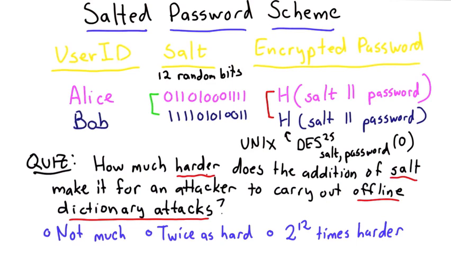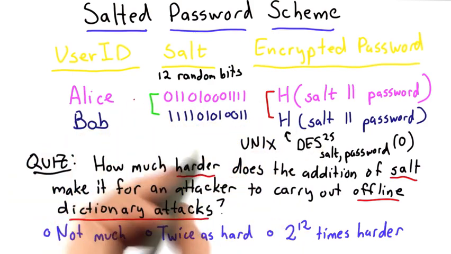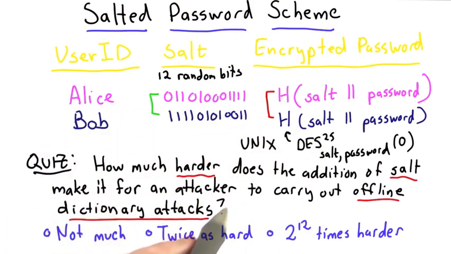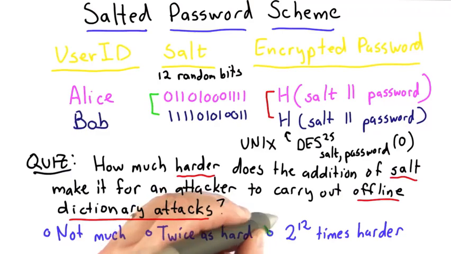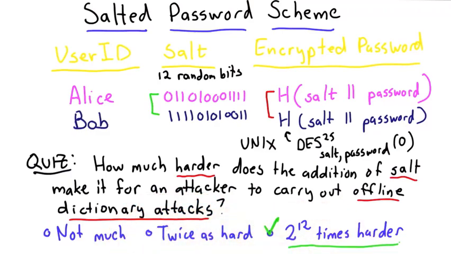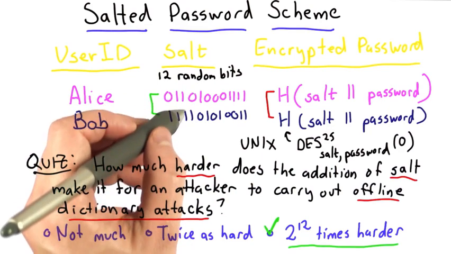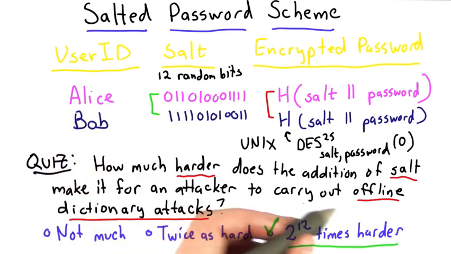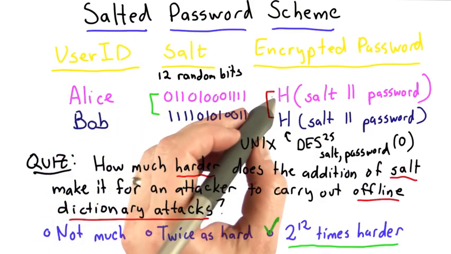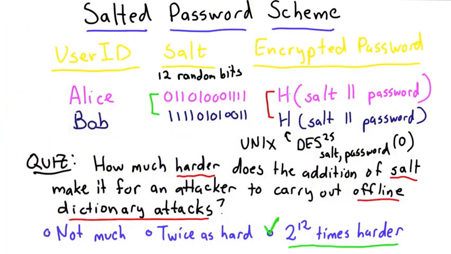So now the question is, how much harder does the addition of salt make it for an attacker who wants to carry out offline dictionary attacks? That means the attacker can pre-compute a dictionary of encrypted passwords, and then for each collected password file, wants to find any passwords that match the values found in that dictionary. Now the answer is the third one, that it makes it about 4,000 times harder. So to compute a dictionary that would be effective against all the different salts, the attacker really needs to pre-compute that dictionary for all the different salt values to be able to look for passwords that match. So salting adds a lot of value for very little cost. We just need some extra bits that don't need to be kept secret that are stored in our password file.